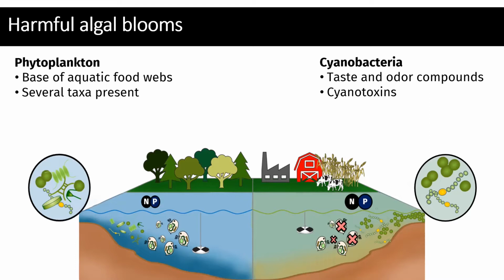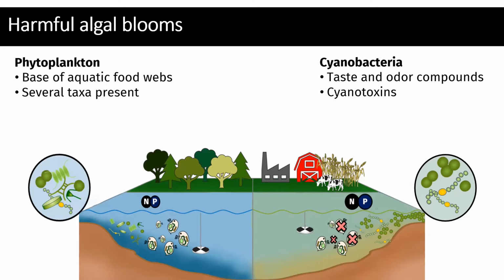So just a very quick introduction to harmful algal blooms. Phytoplankton are the base of aquatic food webs, and under normal conditions, we would have several taxa present, including green algae and diatoms and cyanobacteria. But under eutrophic conditions, in which a lot of nutrients are making it into the water due to agricultural fertilizers and industrial runoff, there can be an uncontrolled growth of cyanobacteria, which can lead to a bloom.